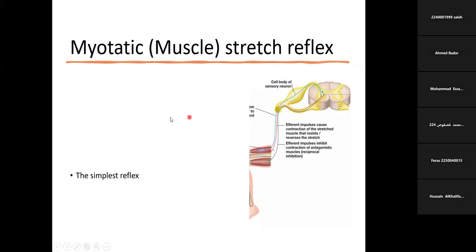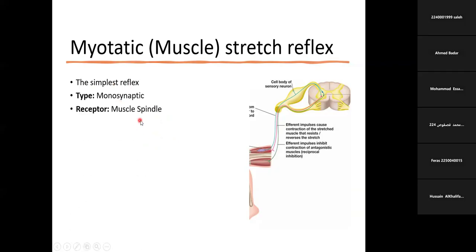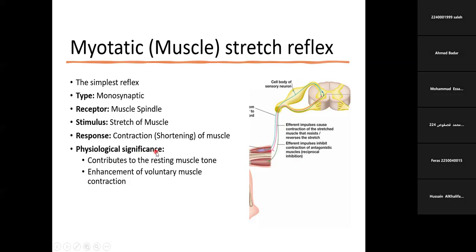So this is the muscle stretch reflex. It is the simplest reflex. It is a monosynaptic reflex. What is the receptor? The muscle spindle is the receptor for this reflex. What is the stimulus? Stretch of the muscle is the stimulus. What is the response? Contraction or shortening of the muscle is the response. What is the physiological significance? It contributes to resting muscle tone and increases voluntary muscle contraction. And what is the clinical significance? It is used in the diagnosis of neurological diseases.